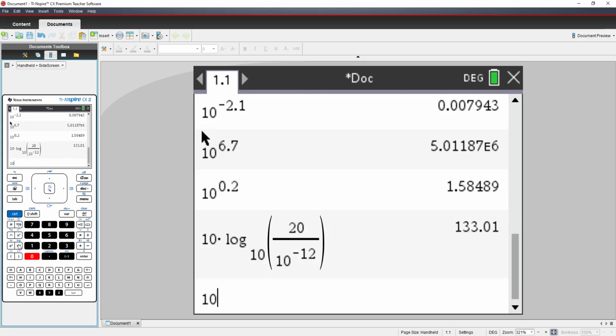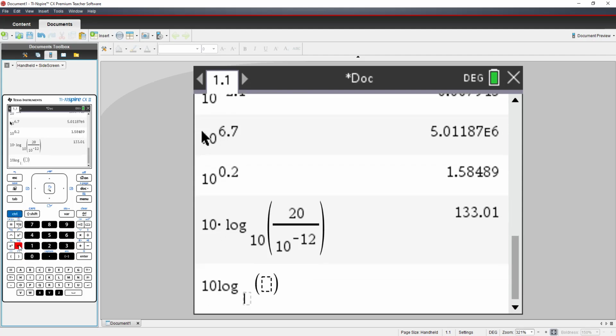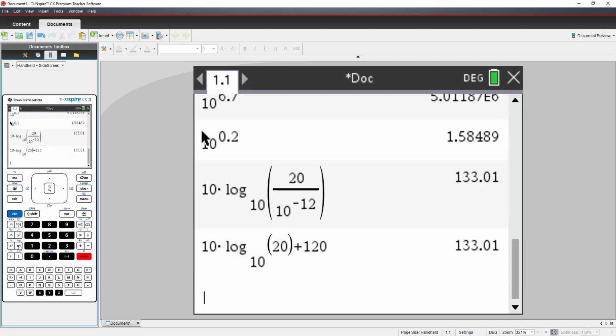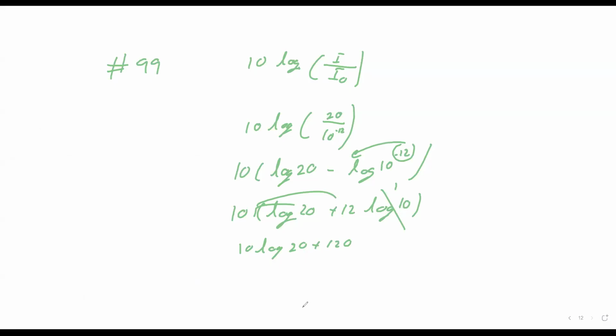If you wanted to plug in the other one, again, that'd be 10 log 20 plus 120. And you see that you get the same thing. So we know we're expanding correctly, and we get the same conclusion regardless. So again, the decibel levels here would be 133. They just round to, I guess, the tenths place there. Decibels.